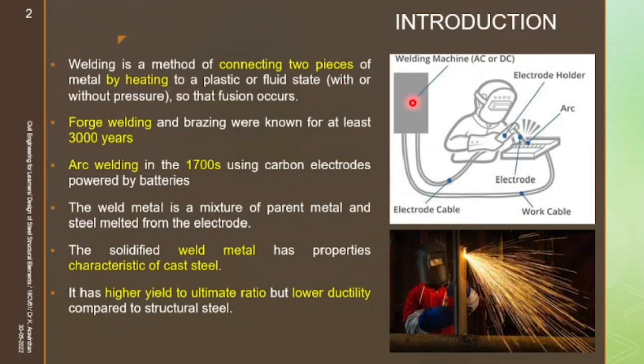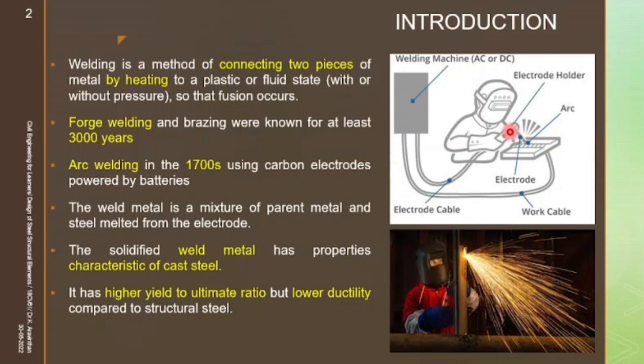You need a welding machine. This welding machine consists of two nodes, a positive terminal and a negative terminal. You have to connect them with electrode cables. You will have a small metal piece which is used for welding purposes. It is a special metal; if you are welding two pieces of mild steel, you will have a welding metal which is a separate material.